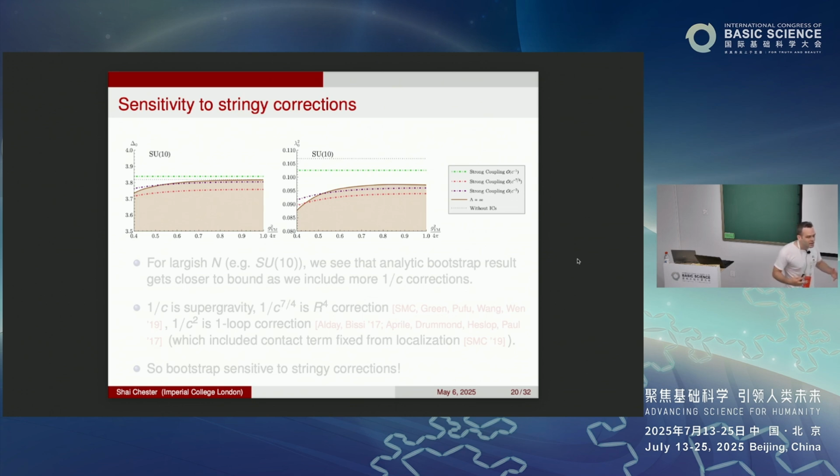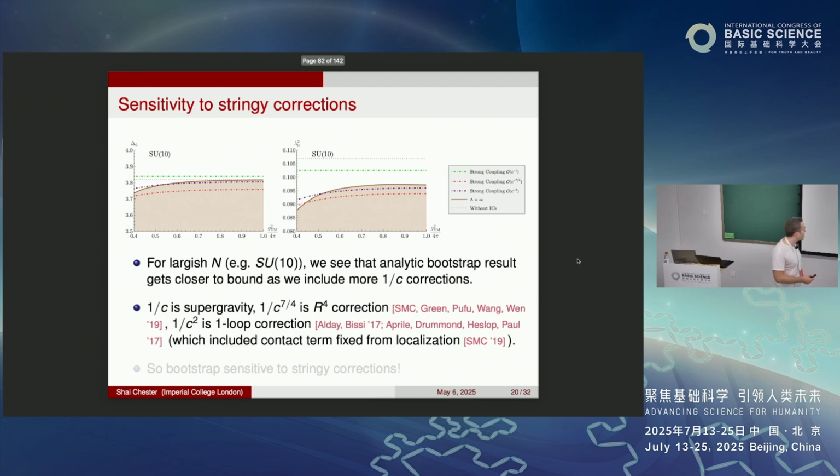So it does seem that as you add more 1 over n corrections, you are getting closer to our claimed non-perturbative result, which kind of gives the hope that perhaps in the future, with greater precision, we might be able to start reading off some 1 over n corrections.